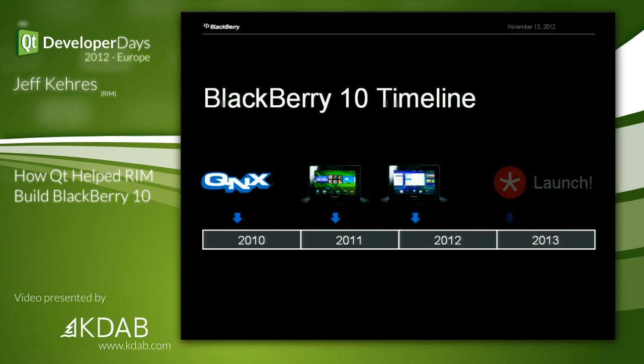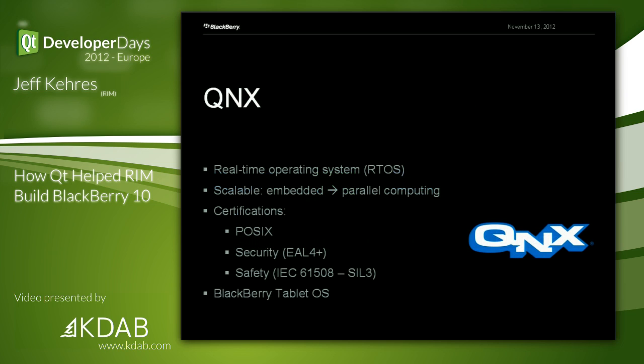The first thing that got the ball rolling was in spring of 2010, when we acquired a company called QNX. And using the technology from QNX, we developed the first BlackBerry tablet called the Playbook, which was released in the spring of 2011. And then the second version of the tablet OS for the Playbook was released early 2012. So what do we get from QNX?